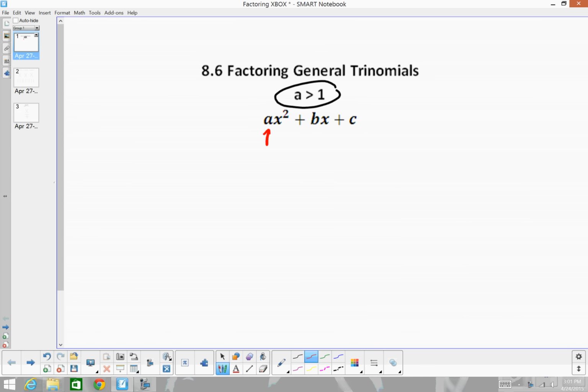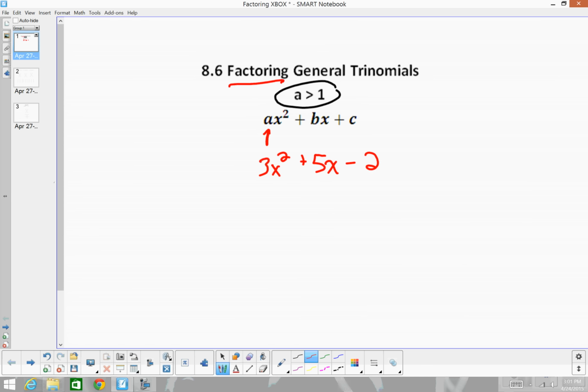It means that this a value right here is going to be something other than 1. Simple as that. So an example of something that would look like that is, let's say, 3x squared plus 5x minus 2. Okay, so this is just an example of what it's going to look like. This 3 is the a value, so the number in front of the x squared.